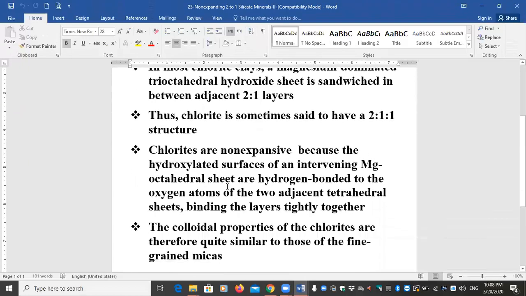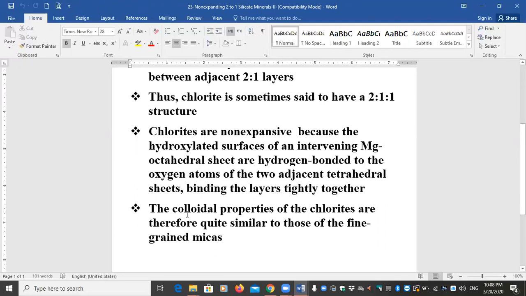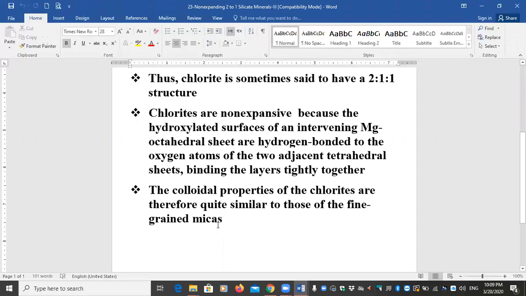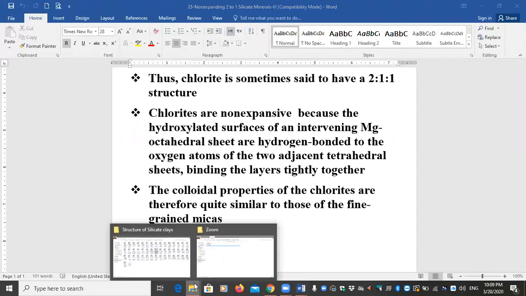And also because of this, some scientists used to call it 2-2, which means 2 tetrahedral sheets to 2 octahedral sheets. Chlorites are non-expansive because the hydroxylated surfaces of an intervening magnesium octahedral sheet are hydrogen bonded to the oxygen atoms of the two adjacent tetrahedral sheets, binding the layers tightly together. So the colloidal properties of these chlorites are quite similar, that means very similar, to those of the fine-grained micas.